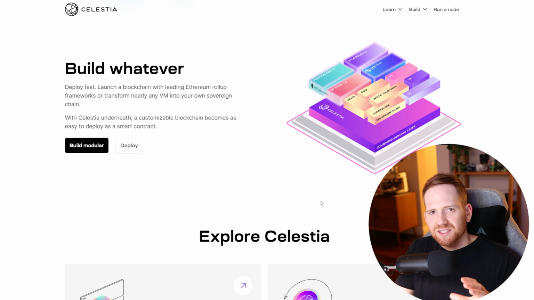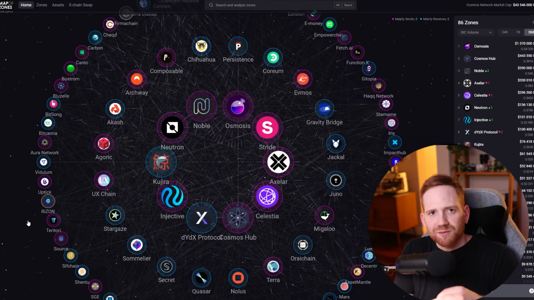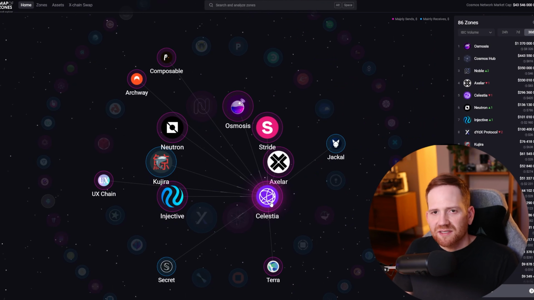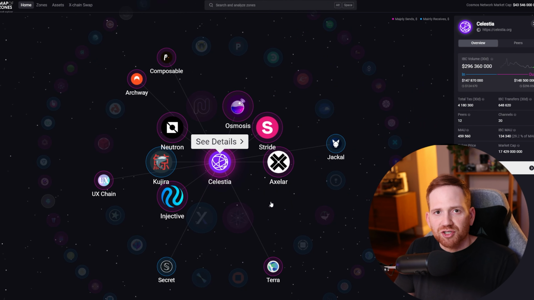So what Celestia does is take that idea and make it more modular, meaning separating it out, and you can almost build your own Lego set of the best pieces of technology to create a blockchain that's best for your business needs. And Celestia was built on the Cosmos ecosystem, which is great because that means it's able to connect to so many different blockchains already through Cosmos's IBC technology.